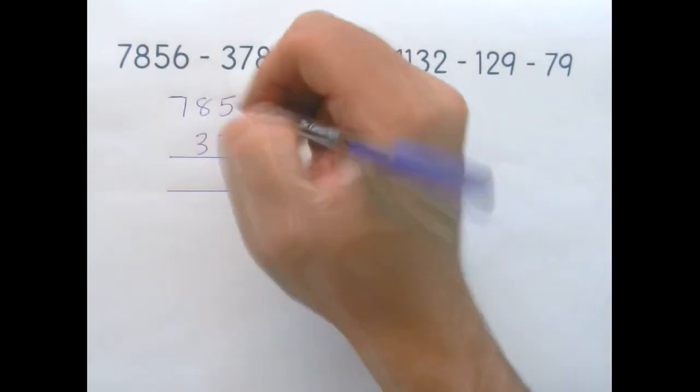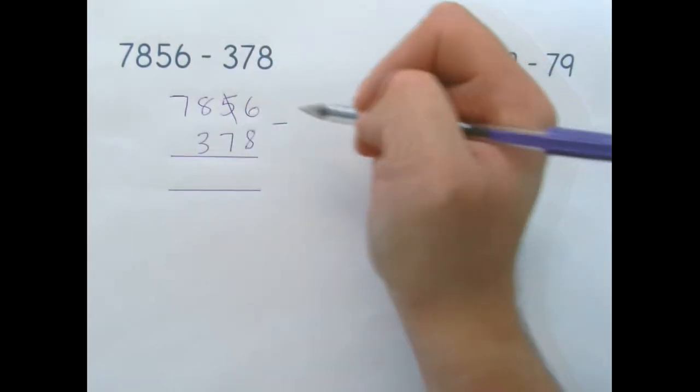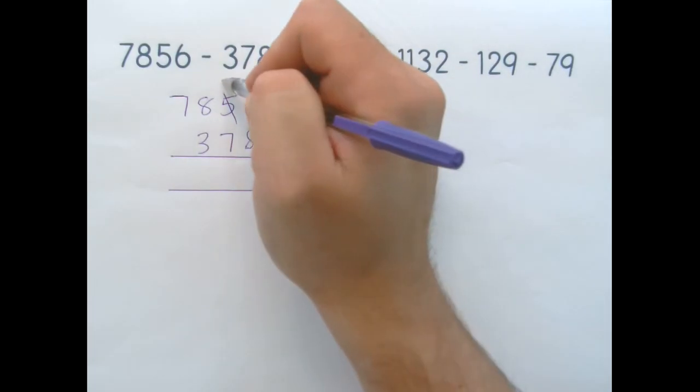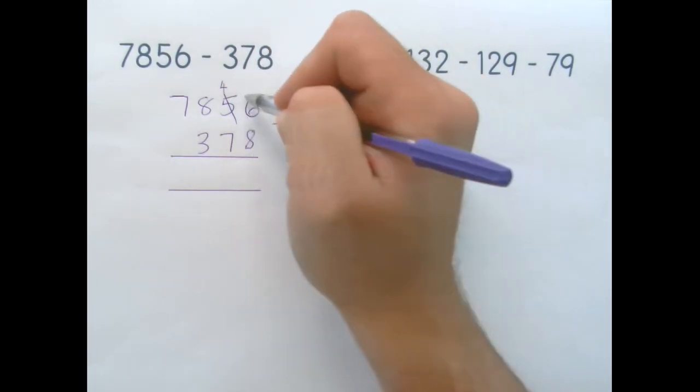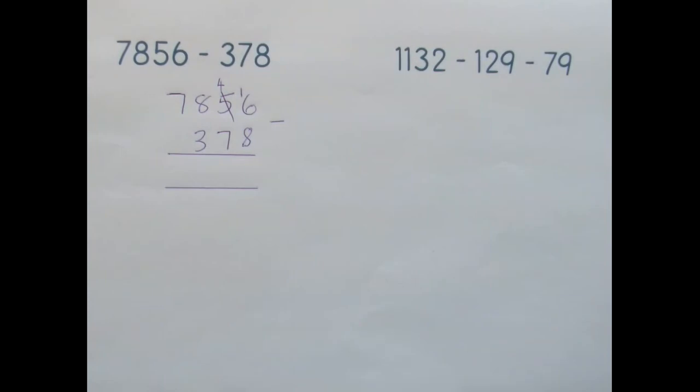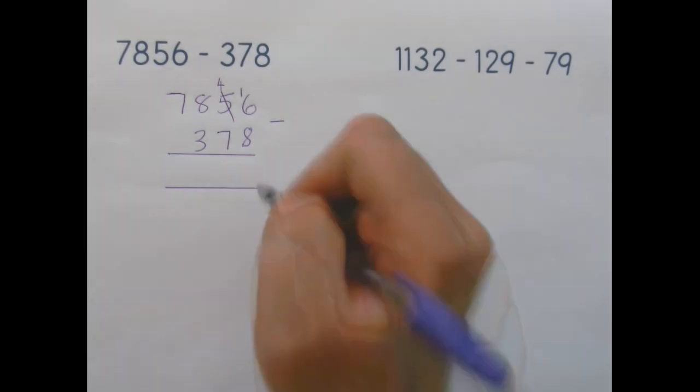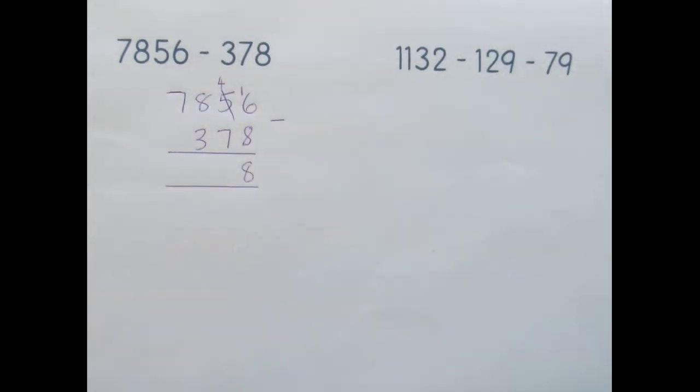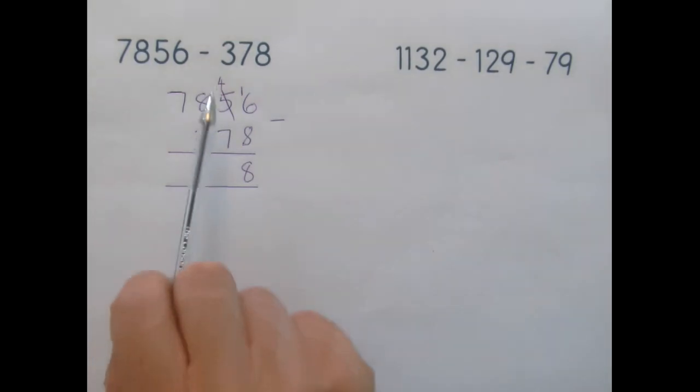We borrow from the number next door, okay, which is a 5. Borrow from that. So if I borrow 1 from there, that becomes a 4. And the 1 I borrow, I write there next to the 6, so I get 16, okay? 16 then take away 8, which is 8, right? And then we've got then into this column here.